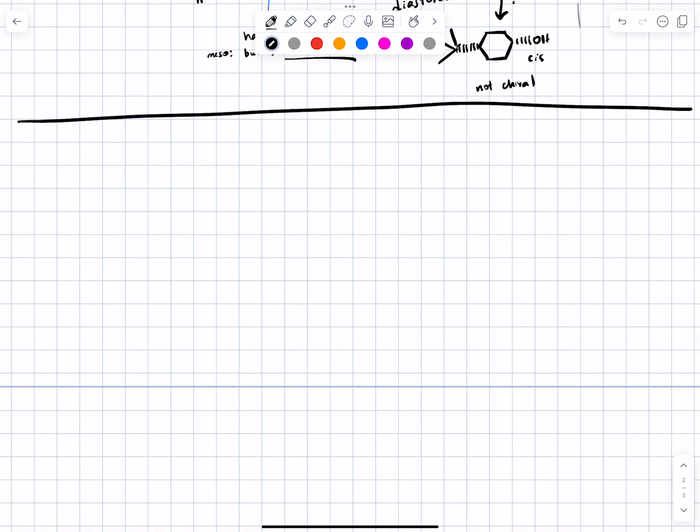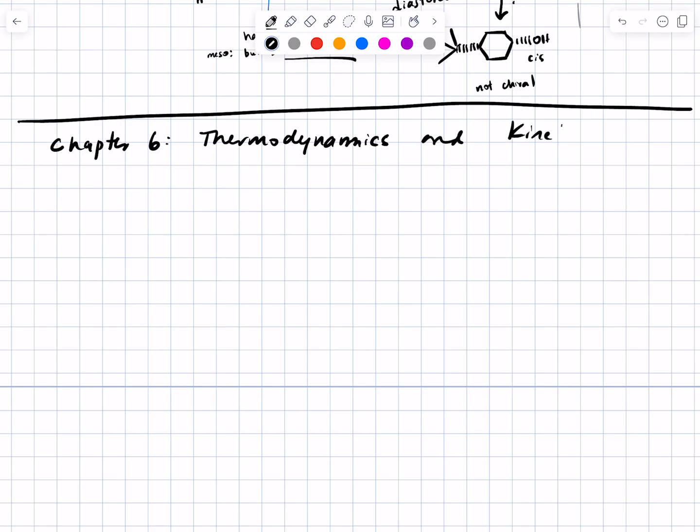So, chapter 6 is sort of our last introductory chapter in this class. And chapter 6 is about thermodynamics. You hate that word. And here's one you hate maybe even a little bit more, kinetics. Thermodynamics is why reactions happen, and kinetics is how. Okay? So let's deal with thermodynamics first.